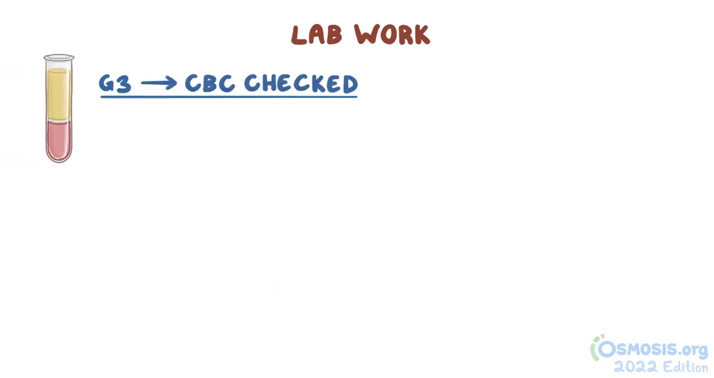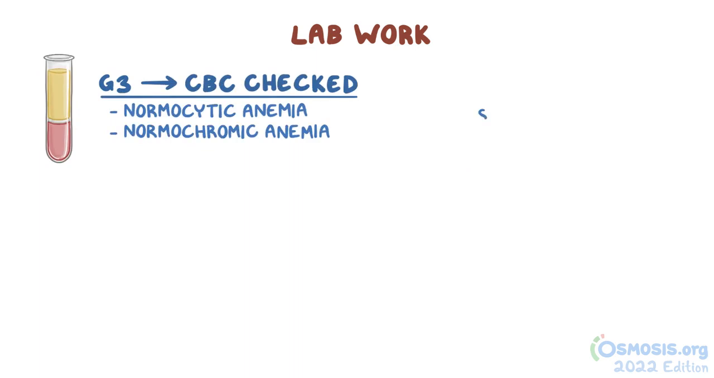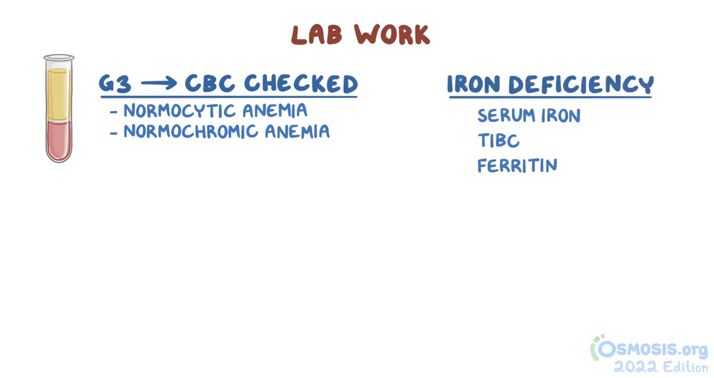If the individual is at stage G3, then a CBC is checked because CKD can cause a normocytic and normochromic anemia. Additionally, serum iron, TIBC, and ferritin levels are also checked to assess for iron deficiency. In iron deficiency, serum iron is low, TIBC is high, and ferritin is low.